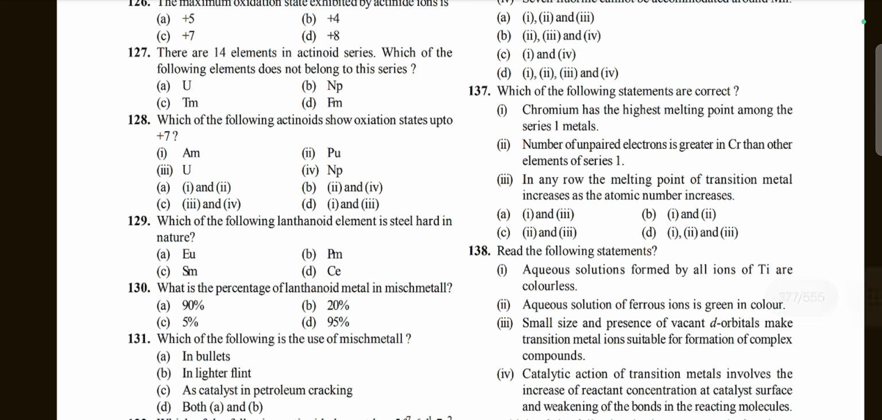Which of the following actinoids show oxidation states up to plus 7? So PU and NP. Option B will be the answer, 2 and 4. Which of the following lanthanoid element is steel hard in nature? So SM. Option C will be the answer.